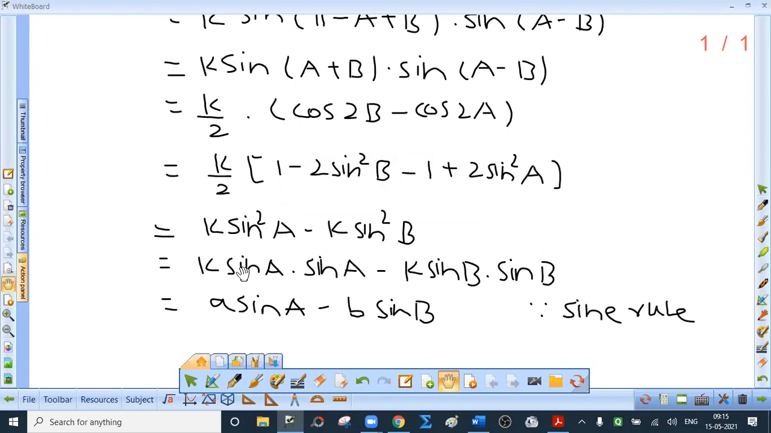Reason: sine rule. In the beginning only we have written that small a is k sine A. So k sine A is small a. So what is right hand side? It is a sine A minus b sine B, which is nothing but left hand side. That's it.